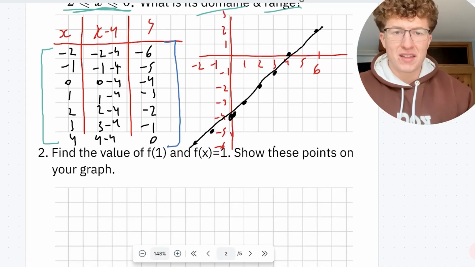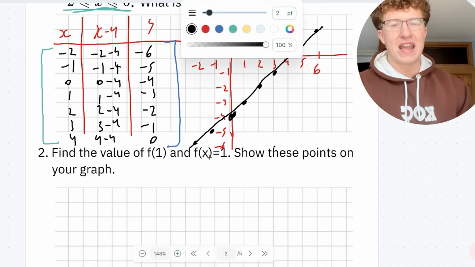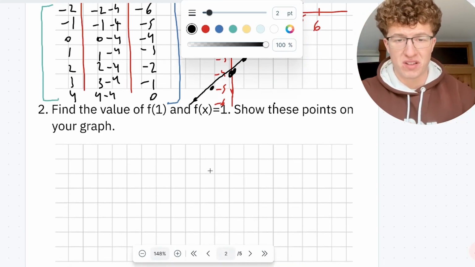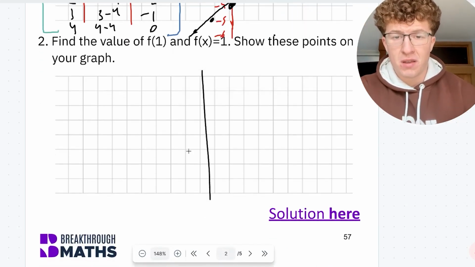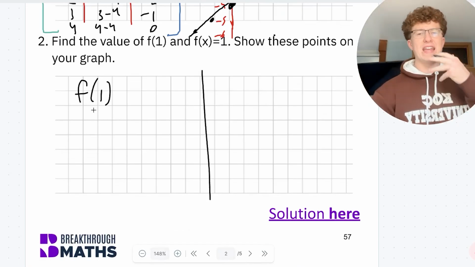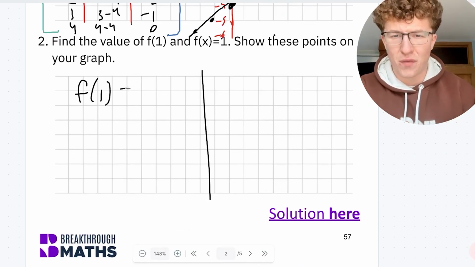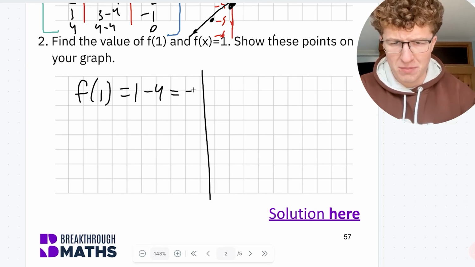Then, the next question asks for the value of f of 1 and f of x equal to 1 and show these points on the graph. So real quick, f of 1, that is, we're filling in an x value into the function, so we're going to get a y value back. F of 1 will just be 1 minus 4, which is going to be minus 3.